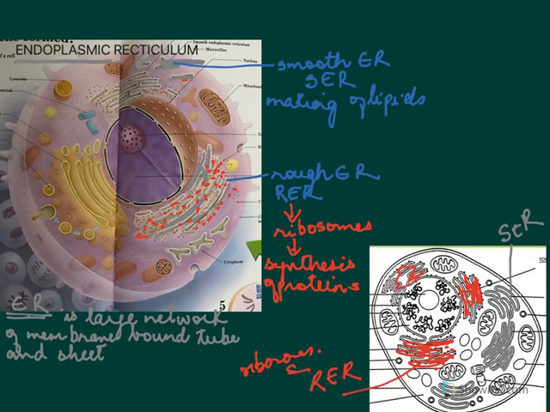Fine. So we have two kinds of ERs. Which are the two kinds of ER? We have the RER, which is rough, and the SER, which is smooth ER. RER is responsible for making of proteins, SER for making of lipids.